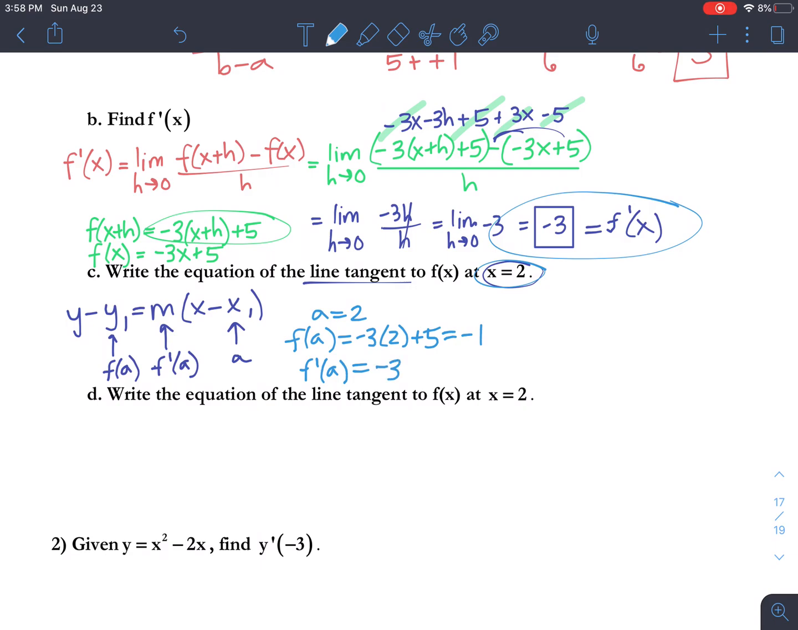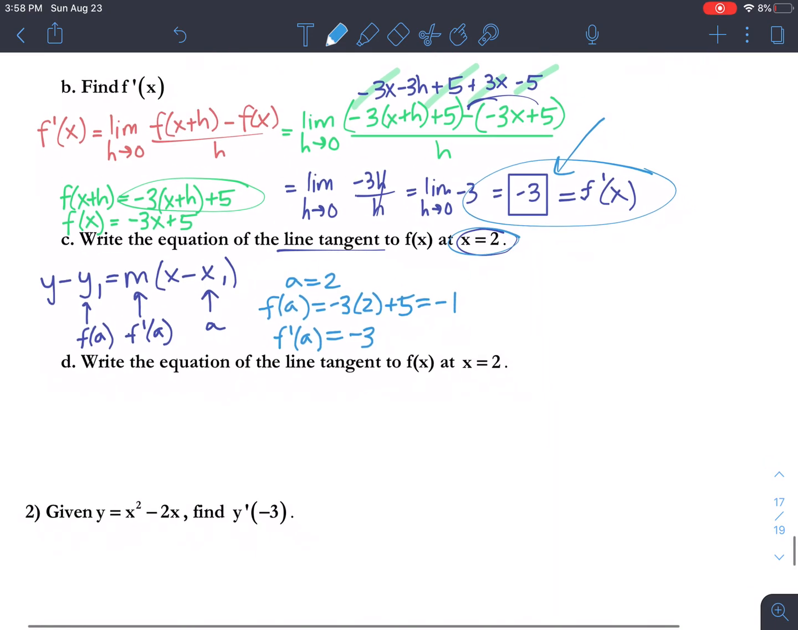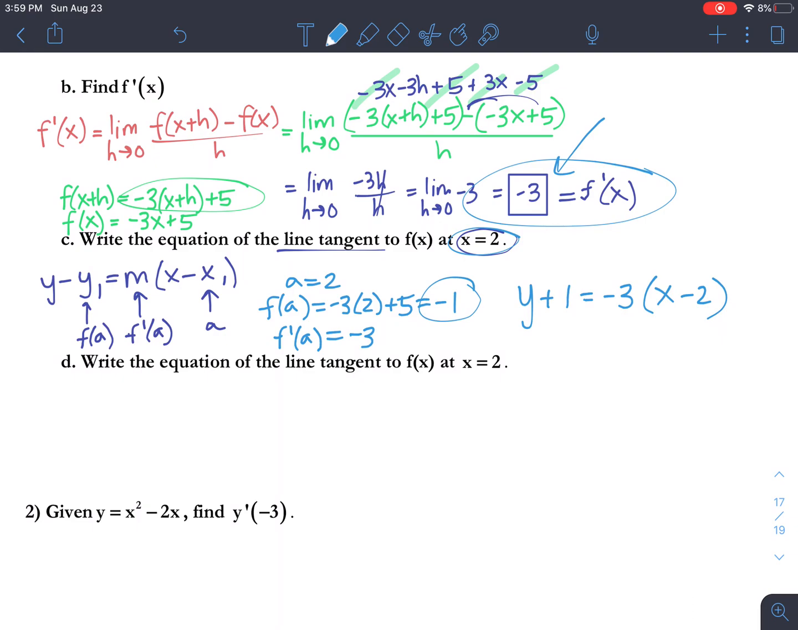If it was -3x or -3x plus 2 as your derivative, then we would plug in x and solve, but there's nothing to plug in here. So we're going to try this out. We've got y minus y1, which again is the y value, so y plus 1, equals the slope, -3, times x minus 2.